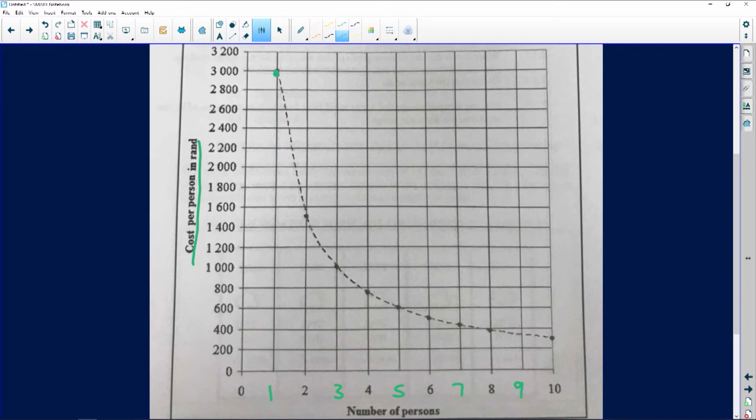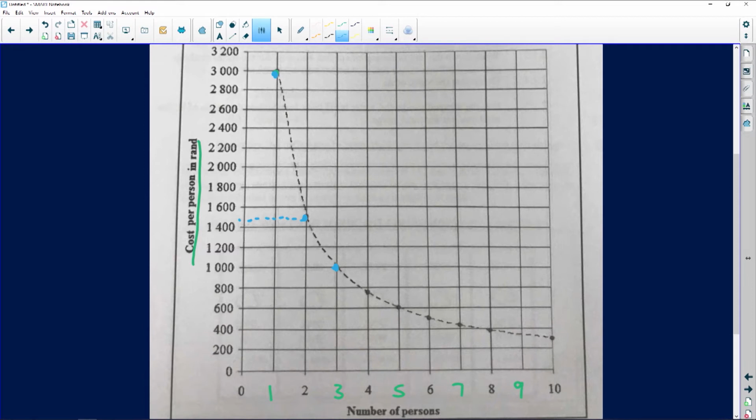You'd see that at one person, it would give us the 3,000 Rand. So if one person hires this out, it would be 3,000 Rand. If 2 people hire it out, we take that 3,000 and divide it by 2, which would give us 1,500. Don't be scared to be messy on your paper, okay? Don't be scared, because this is what's basically helping you. I'm a bit of a messy person when it comes to graphs because I want to go in and dig deep. If it's 3 people, each person would then pay 1,000 Rand.